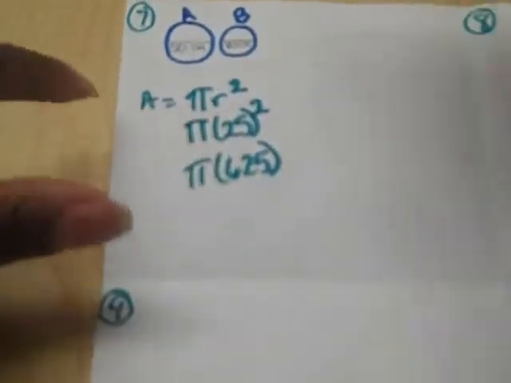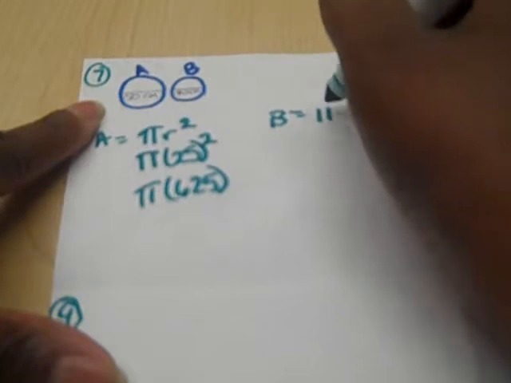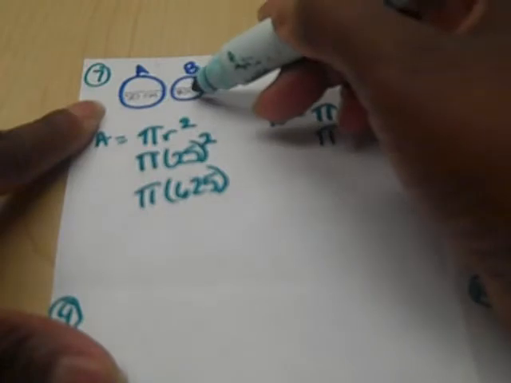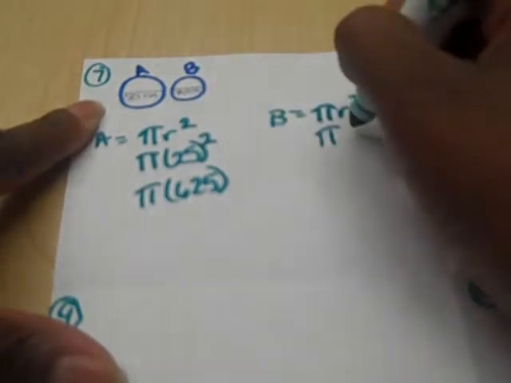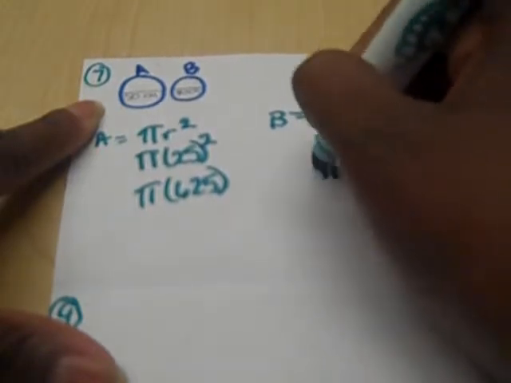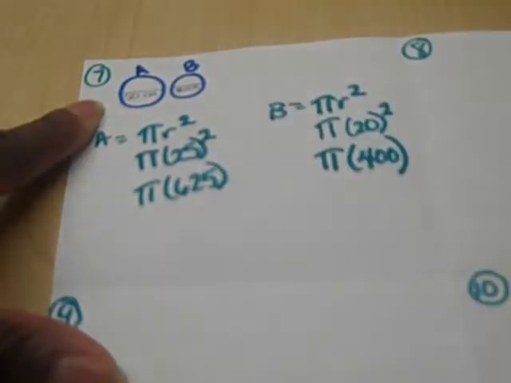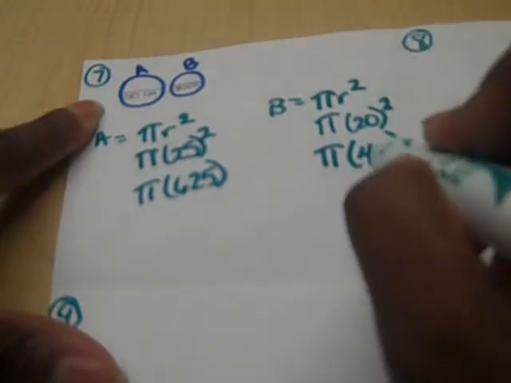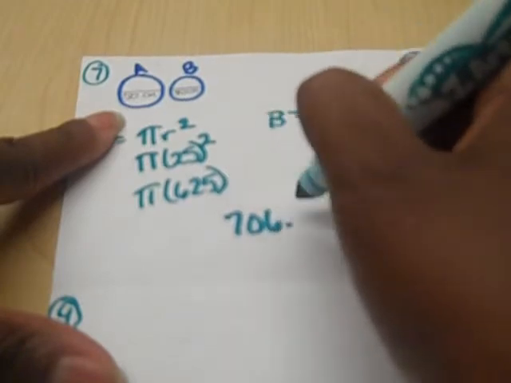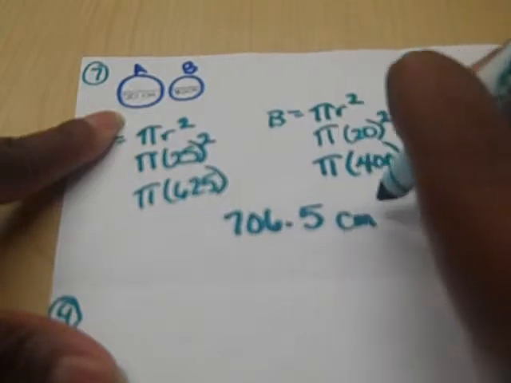Okay, so let's now work with B. Again, pi times radius squared. Pi times the diameter of 40 divided by 2, which is 20. So that's our radius. 20 squared. Pi times 20 squared is 400. And then computing on your calculator those values, subtracting B from A, your answer is 706 5/10 centimeters squared.